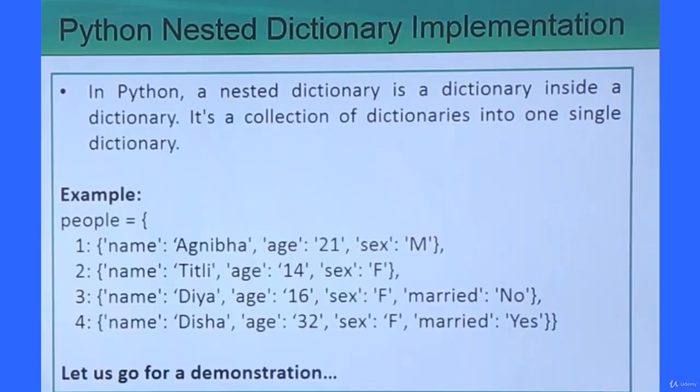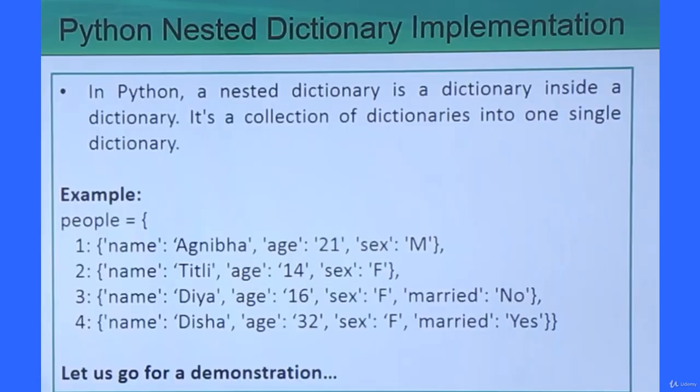So name Agnivo, age 21, sex M, and here we have name Titli, age 14, sex F. We have name Dia, age 16, sex F, married no. We have name Disha, age 32, sex F, and married yes. So now you see this is a dictionary and this is the outer dictionary. That's why it is called a nested dictionary. So let us implement this using Python code so that you can feel how the outputs come and how to write the code appropriately.